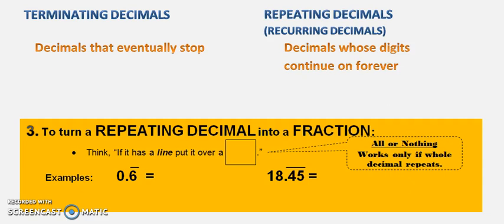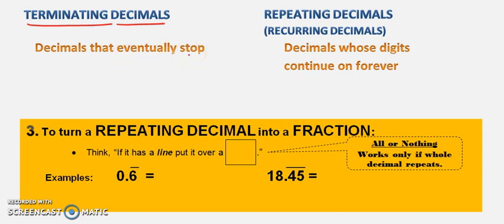There are two types of decimals that can be written as fractions. One of them is terminating decimals. Now, if you've ever heard of the movie The Terminator, what does he do? He stops things, right? We'll just put it that way and we'll just stop there. He stops things. Well, terminating decimals are decimals that eventually stop.